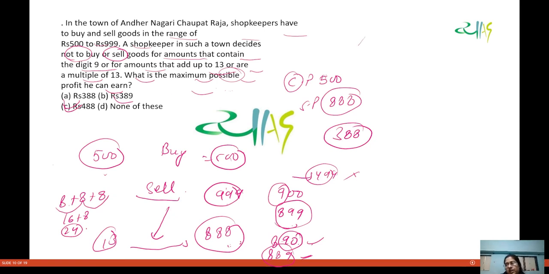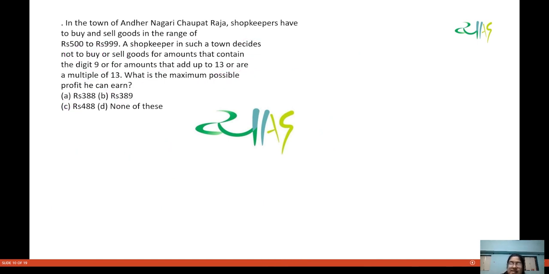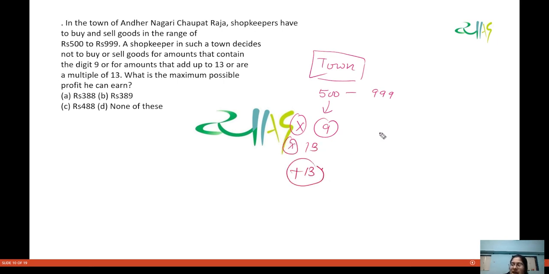So this is just a trick question. Here there is no concept of profit and loss. I hope everybody understands this. So basically the question is asking that we have a particular town, and in that town there is some buying and selling restriction that you can buy only between 500 and 999, and this 500 also does not contain 9, is not a multiple of 13, and does not add up to 13, and this 999 is what, it is containing 9.